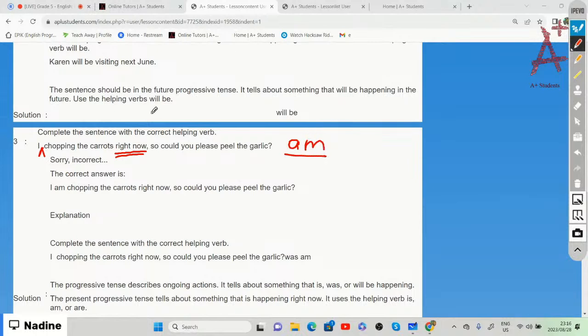So we're going to put am there where we see the space. So I am chopping the carrots right now. So could you please peel the garlic? So am is the helping verb within the sentence, and the sentence shows the present progressive tense that tells us that something is happening right now. Ongoing actions that are happening right now. So, I am chopping the carrots right now. So could you please peel the garlic?